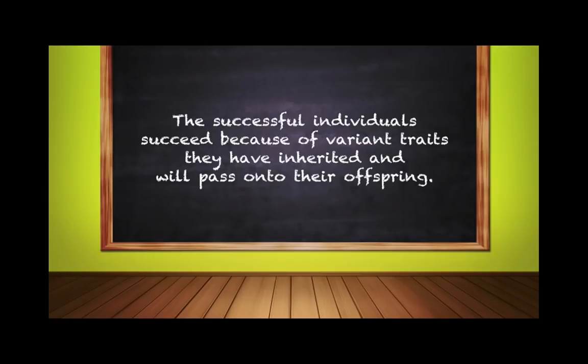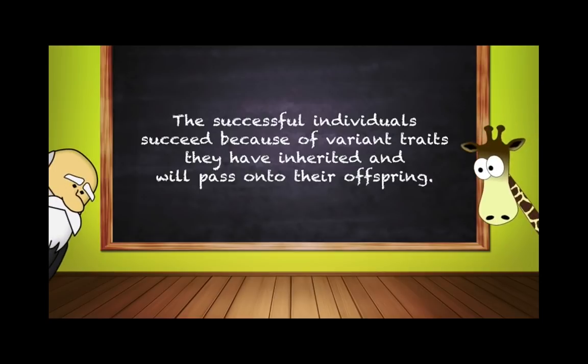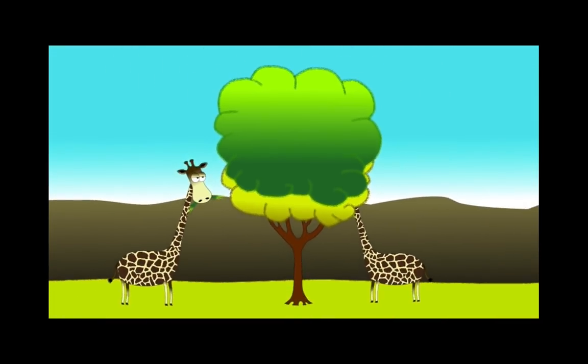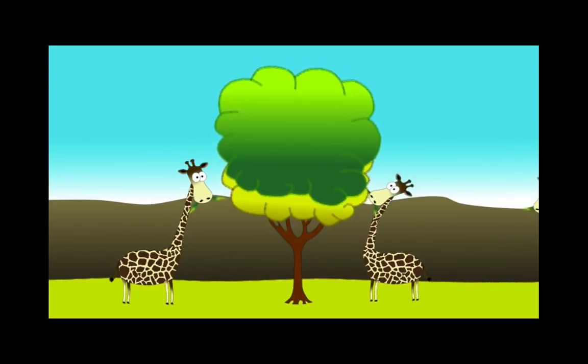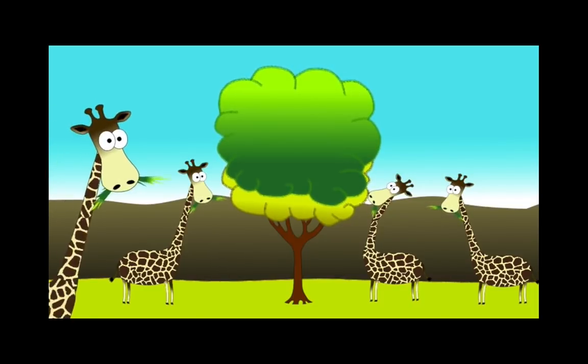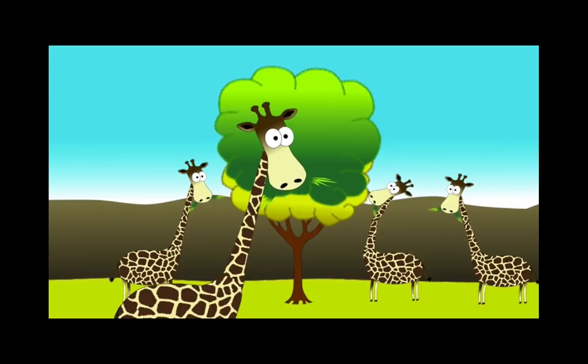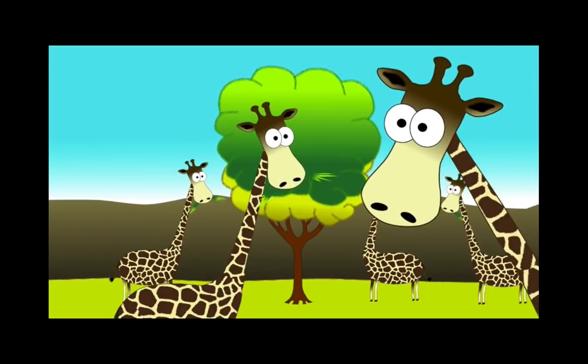Condition number 4. The successful individuals succeed because of variant traits they have inherited and will pass on to their offspring. Giraffes with the longer neck advantage are in better health and able to pass this feature to their offspring. Because this trait is more successful than shorter necks, more individuals in the population have it. Over time, this process can result in populations that specialize for particular environments and may eventually result in emergence of new species. In other words, natural selection is an important process, though not the only process, by which evolution takes place within a population of organisms.